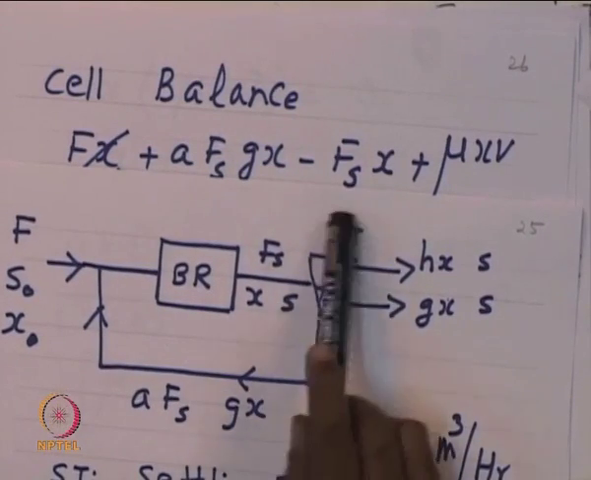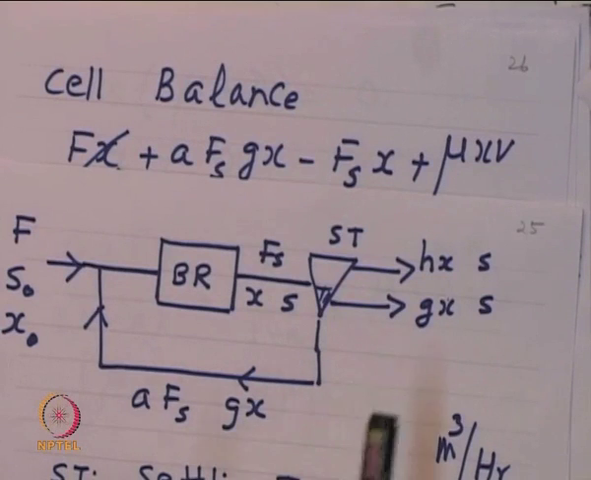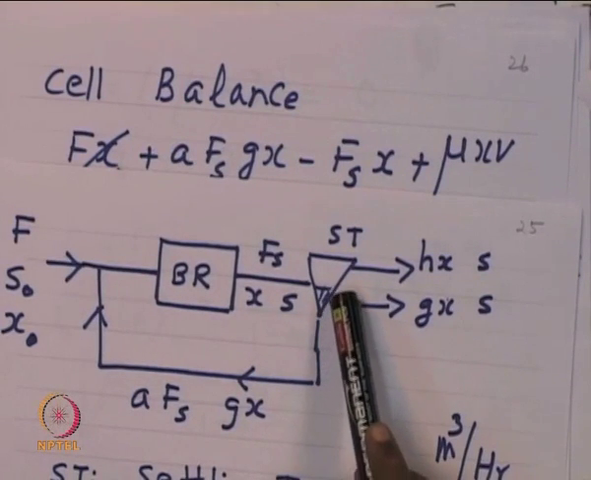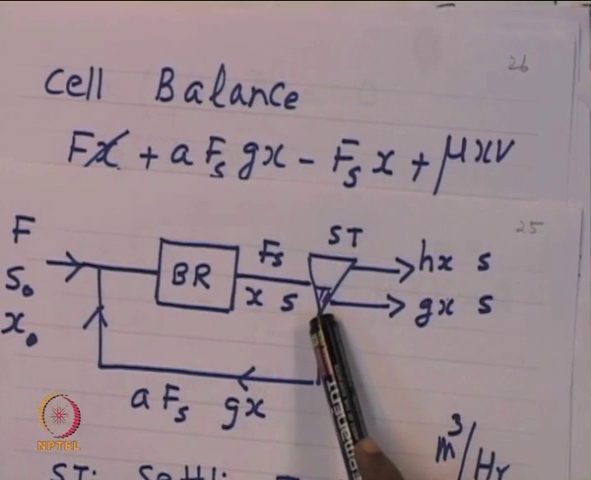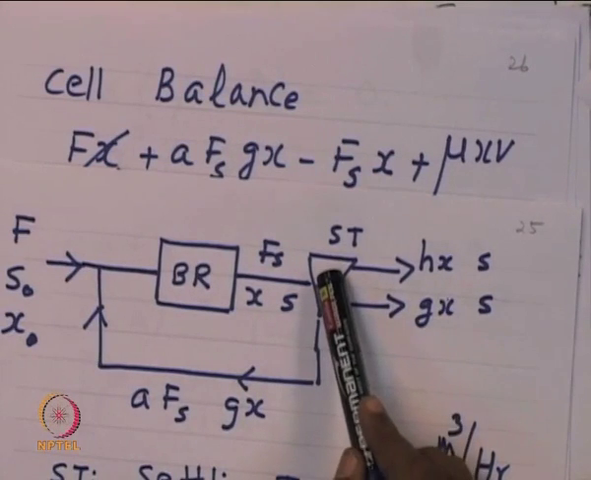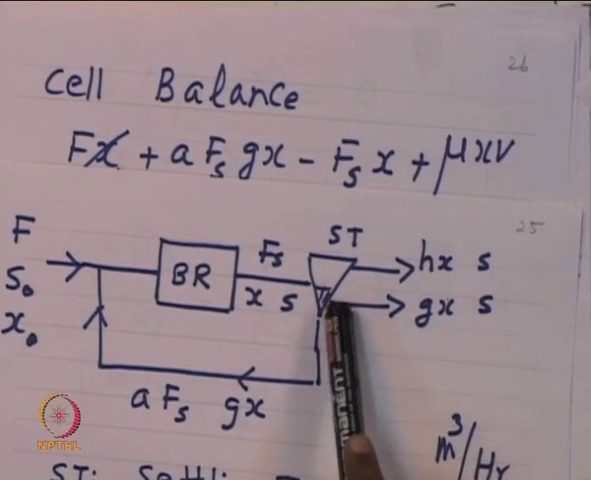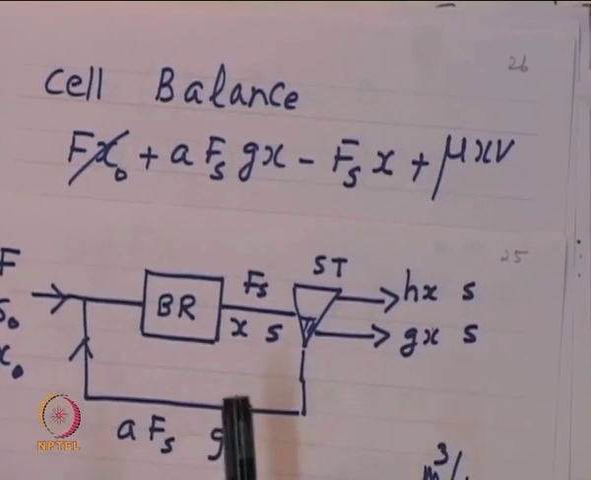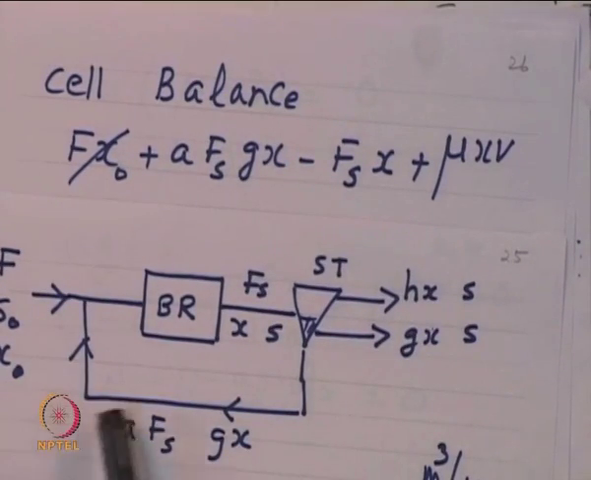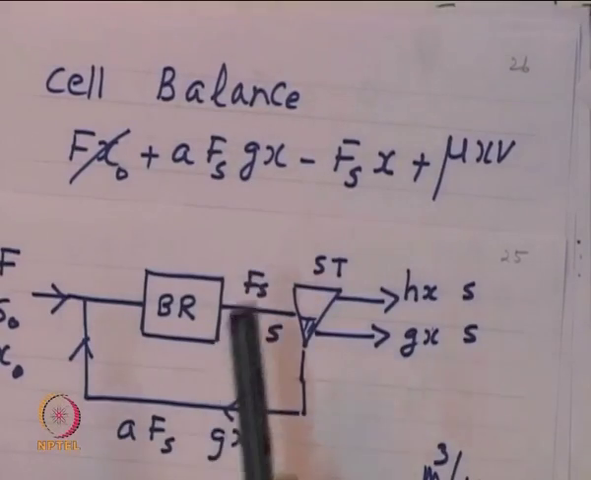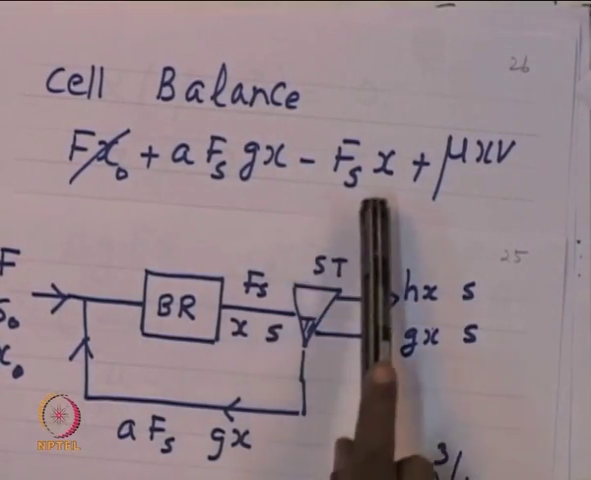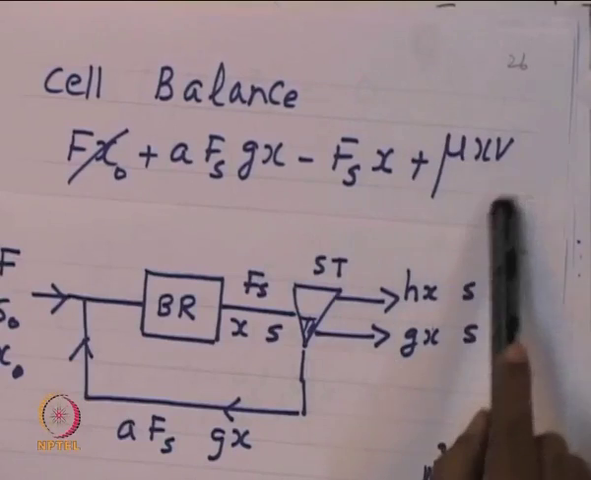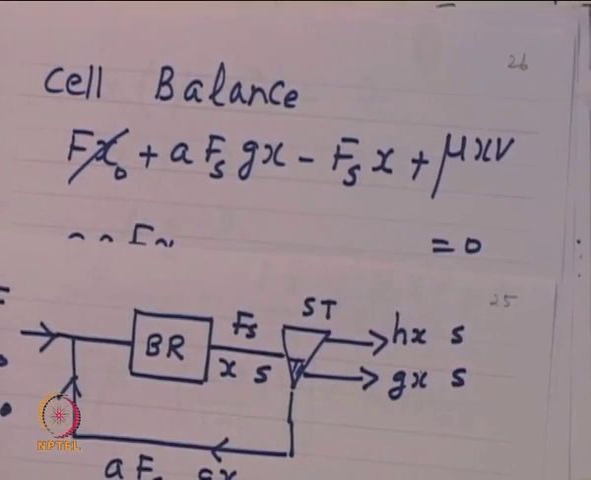This settling tank essentially separates the stream into two fractions. One is a concentrated cell fraction, which is Gx, and a light fraction, which is Hx. This concentrated fraction we recycle. How much do we recycle? A fraction A of Fs we recycle. Is the process clear to all of you? In this material balance, the input from the feed I have knocked off, and the input coming from the recycle I have written as A Fs times Gx. In the cell balance, the output is Fs times x, and then the rate of generation of cells. Is it all right?